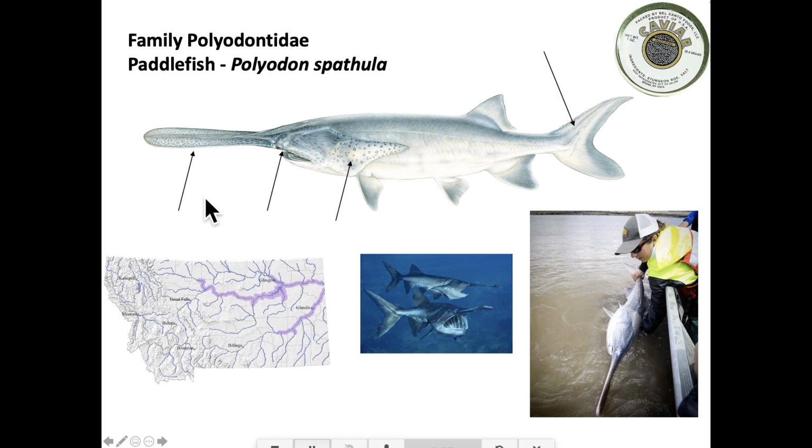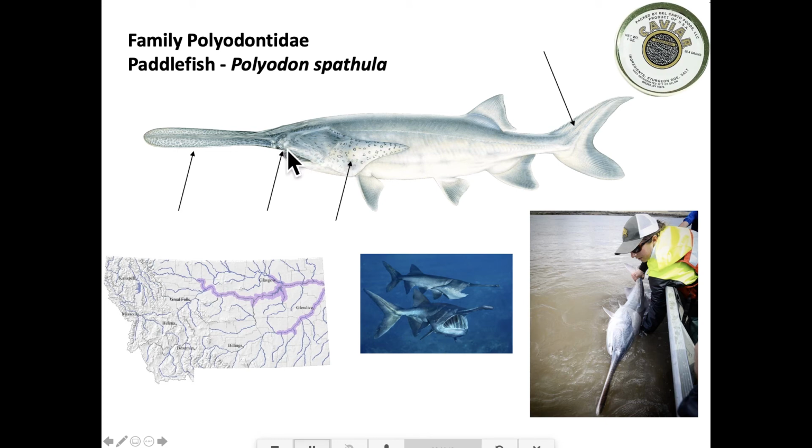They have many slender, long, closely spaced gill rakers, and this is because they're a planktivore. These gill rakers help them filter the water and capture the prey in their mouths. They have a spiracle present, and this elongated operculum, which could be one of the features that you use to identify this fish.